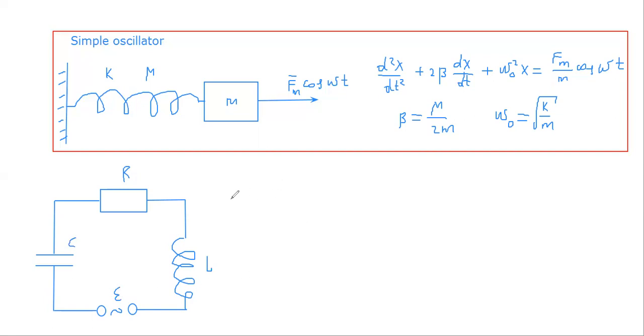Where electromotive force E is equal to EM multiplied by cosine of omega t. So let's build differential equation of electrical oscillations in this circuit.